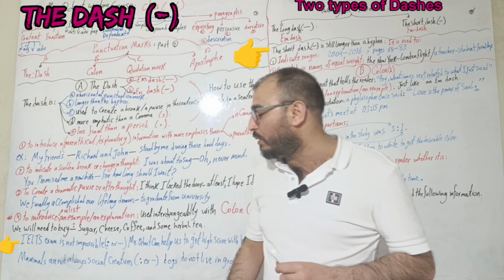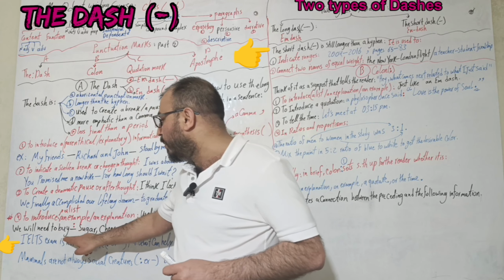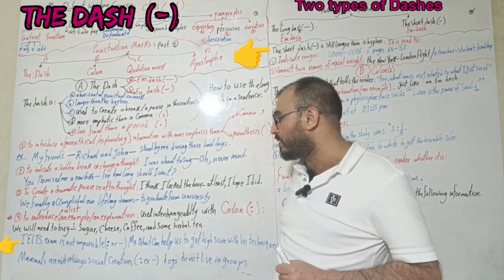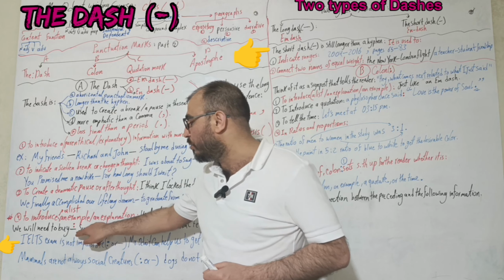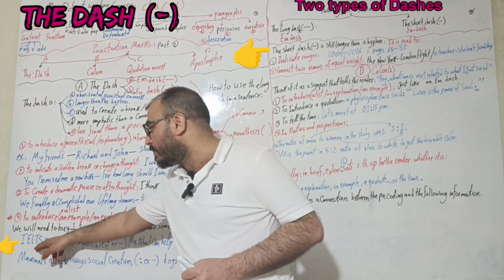I will give some examples here, my friends. Example number 1, we will need to buy sugar, cheese, coffee, and some herbal tea. In here, my friends, I use it to start a list. Another one here to give an explanation.